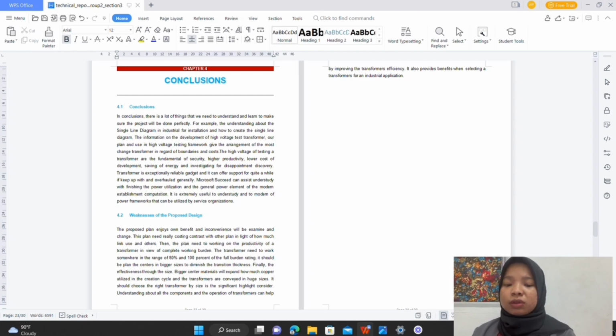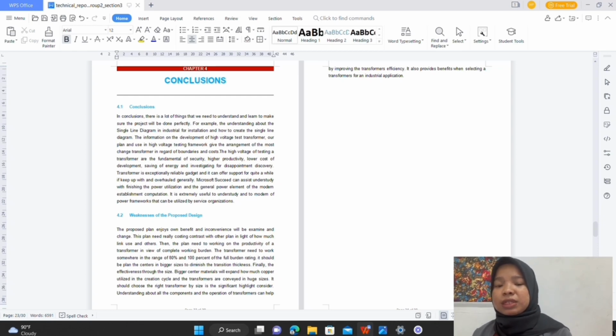Microsoft Excel can assist students with finishing the power consumption and the general power factor of the motor-based computation, and it is extremely useful for students and for modeling of power systems that can be used by service organizations.